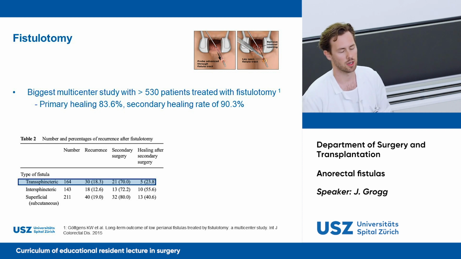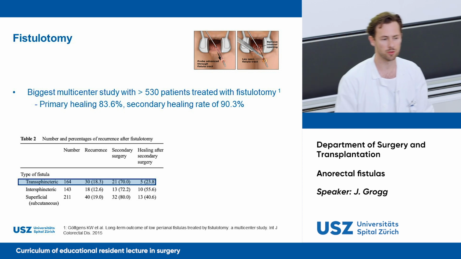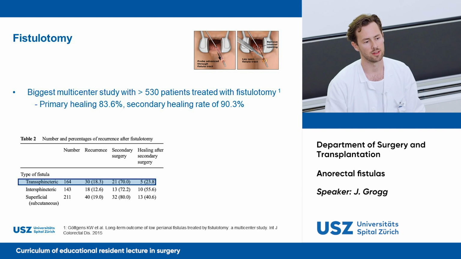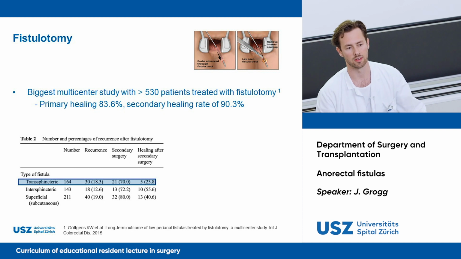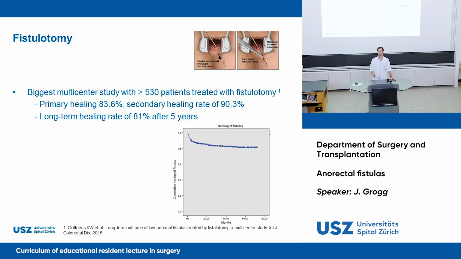There is a big multi-center study with over 500 patients treated with fistulotomies. This study states a primary healing rate of around 80%, and a secondary healing of about 90%. I want to emphasize that different types of fistula were treated here, and especially the more complex type, the transsphincteric fistulas, had worse secondary healing rates. The study also looked at the long-term healing rate being about 80%. So as seen here in this Kaplan-Meier curve, a certain percentage of patients after 5 years will show recurrence.